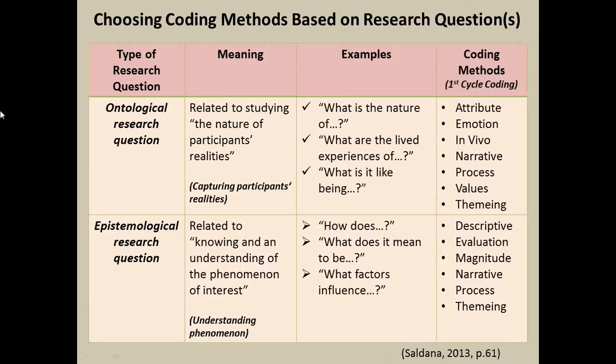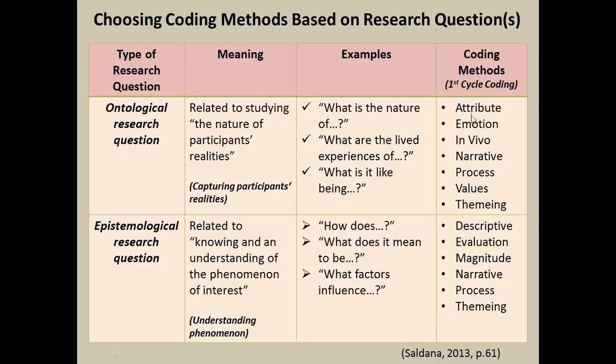These are just examples for you to understand. So the ontological research question, as I said, you want to capture the participant reality. An example is, what is the nature of something? Or what are the lived experiences of students who are bullied? So this means that you identify students who are bullied, and they will tell you their stories about the experience of being bullied, right? So this is more of capturing the reality of participants. When you are analyzing the data, this is where you have to bracket your influence, because you want to present to people what participants feel, what participants think about, what participants see, the perception of participants.